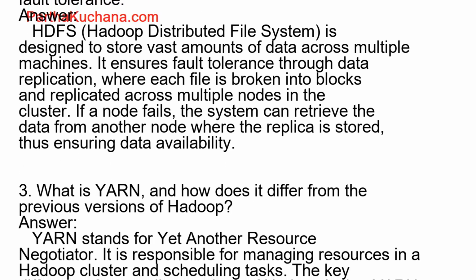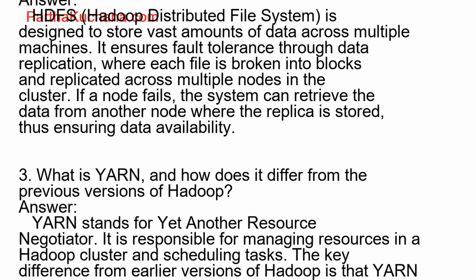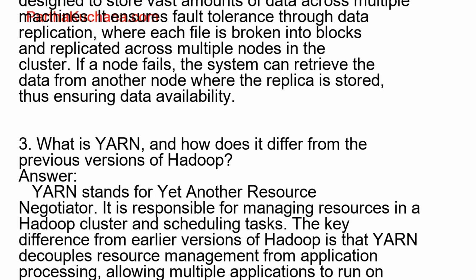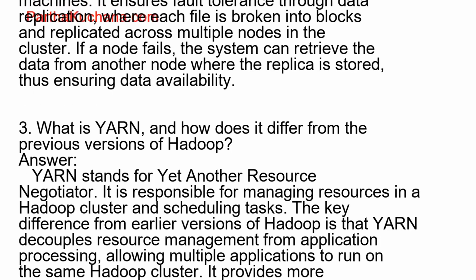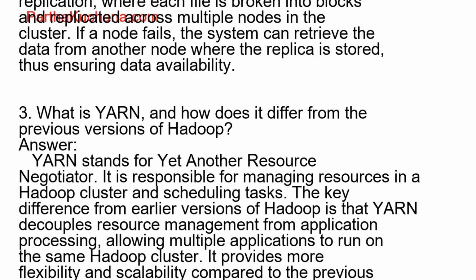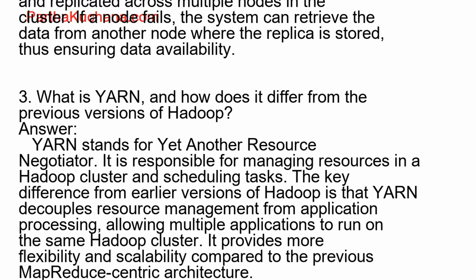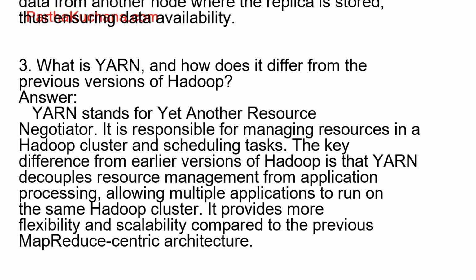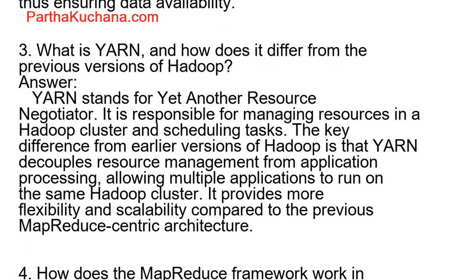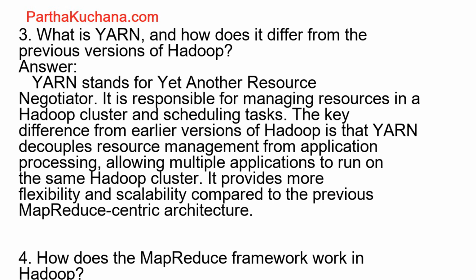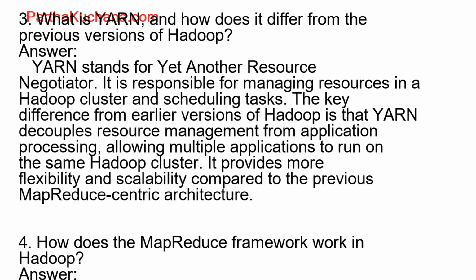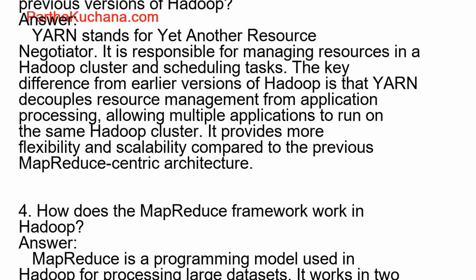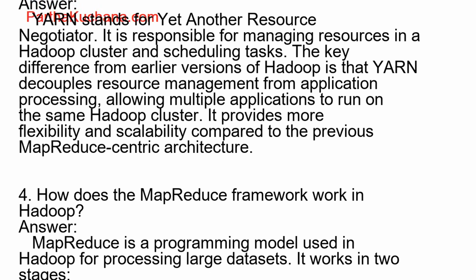4. How does the MapReduce framework work in Hadoop? Answer. MapReduce is a programming model used in Hadoop for processing large datasets. It works in 2 stages. Map phase. Data is split into smaller chunks and the mapper processes each chunk, generating key-value pairs. Reduce phase. The reducer processes these key-value pairs, aggregates or filters them, and produces the final output. The framework automatically handles data distribution, parallelization, and fault tolerance.